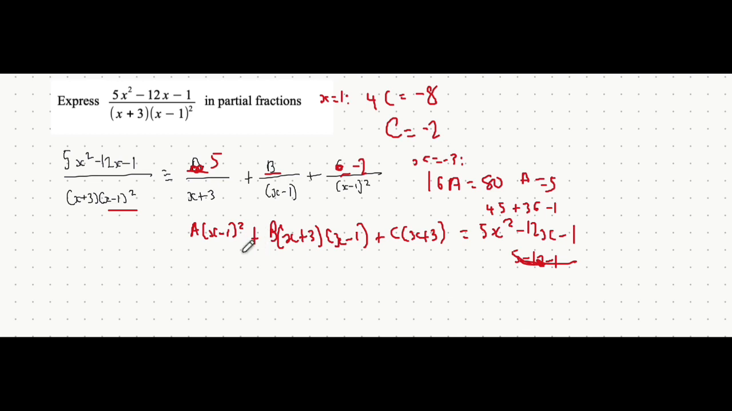Now, we can't really substitute in anything else to make x the subject. Instead, we can take coefficients. So like the coefficient of x squared, when you expand this out, is ax squared. The coefficient of x squared here is bx squared. The coefficient of x squared here is 0. And that equals the coefficient of x squared on the right-hand side, which is 5. The usefulness of this is because we already know a is 5, we can just say b must be therefore 0. Now that we know b is 0, our final answer is 5 over x plus 3 and then minus 2 over x minus 1 all squared, because this whole term here would just equal 0.